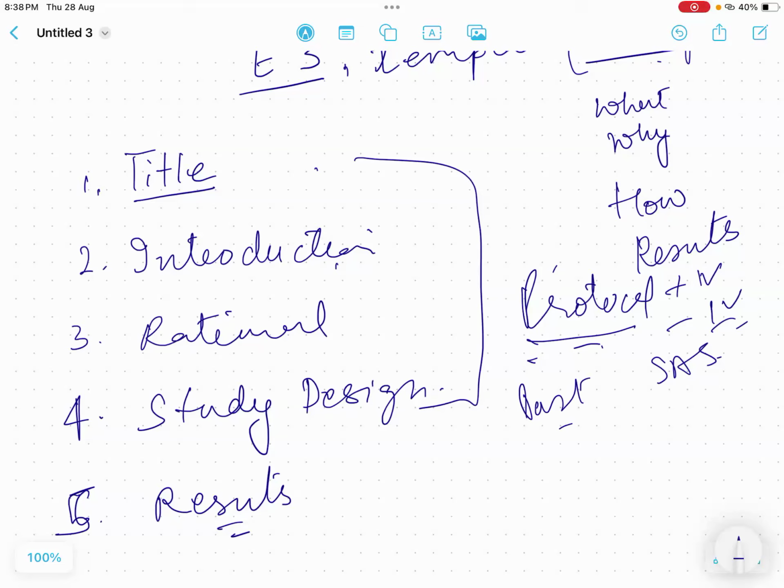So there will always be, I just forgot one thing here. Table of contents will always be there. It is automatic. These days tools are there, right? These tools are there.